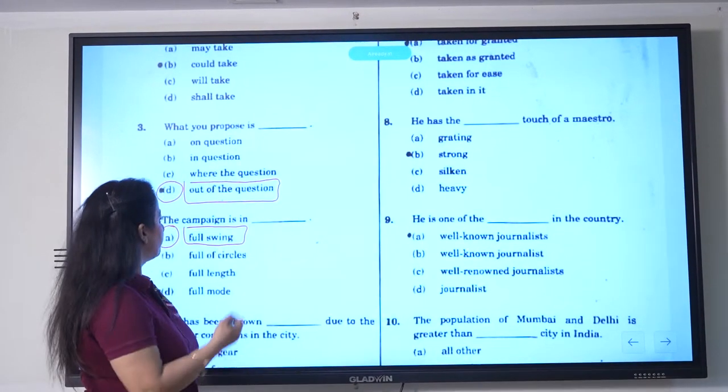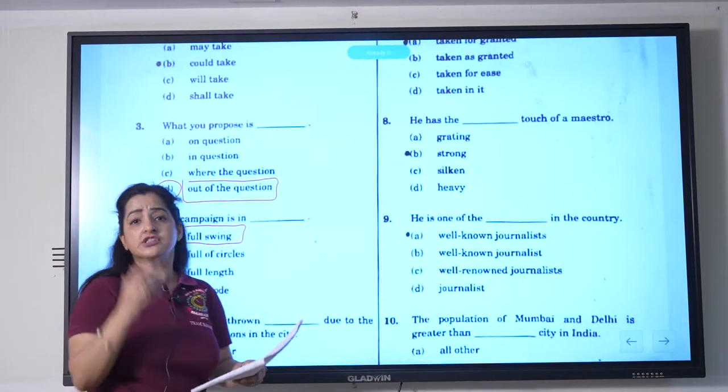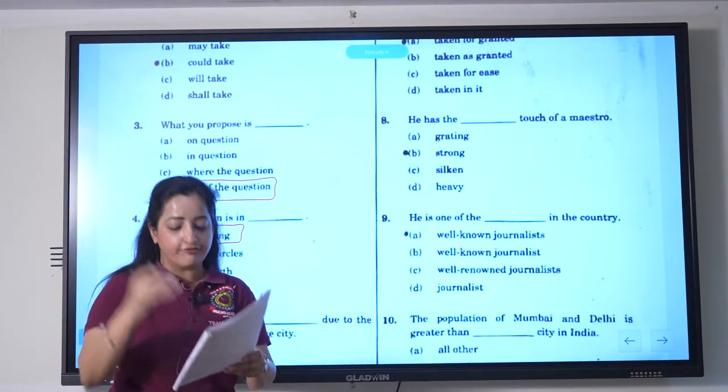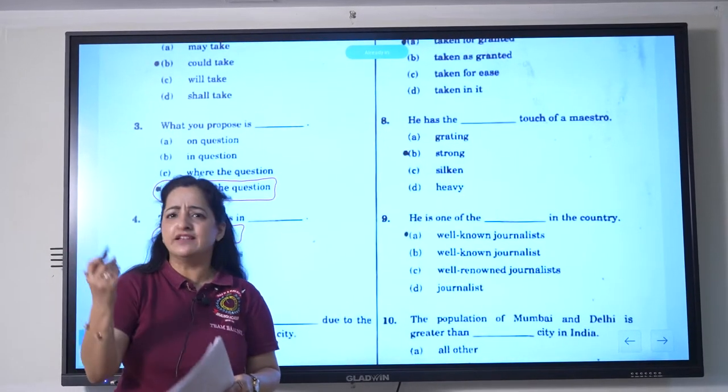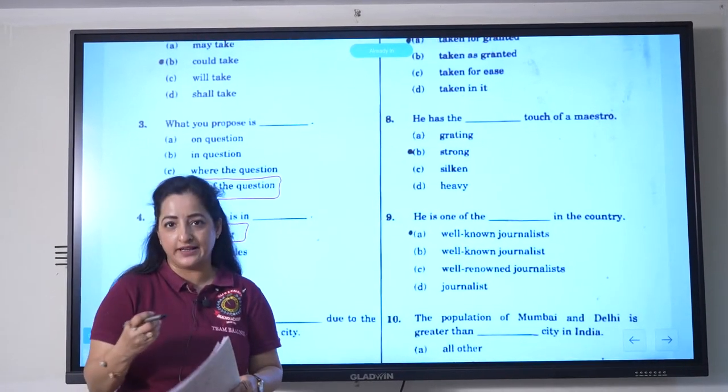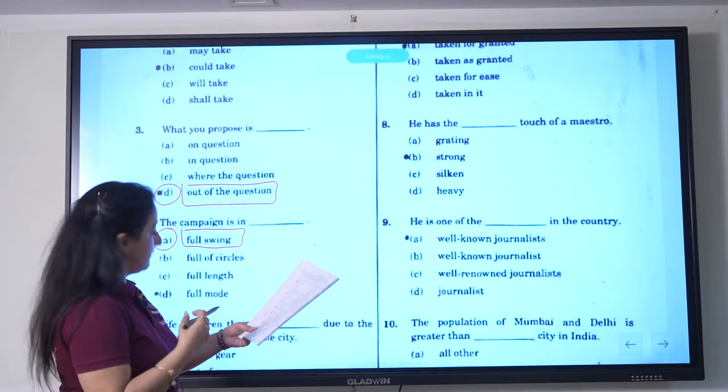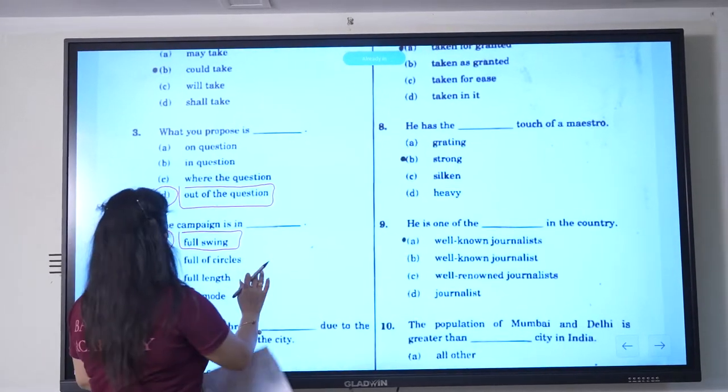Next question, the campaign is in full swing. Full swing means it is operating fully. It is at the highest level of activity. In Hindi people say, pure zoron par hai. So, which is why that is the answer. And moving on.